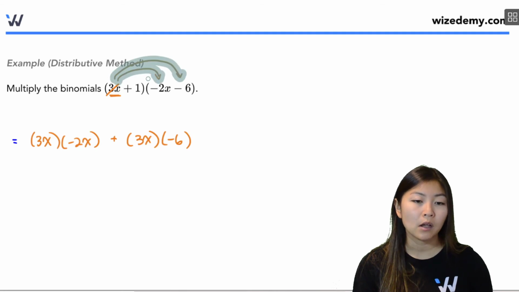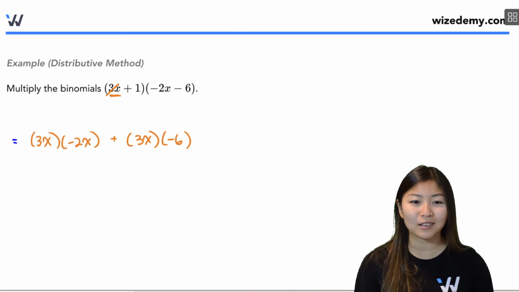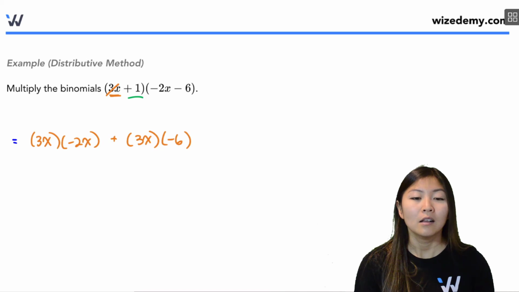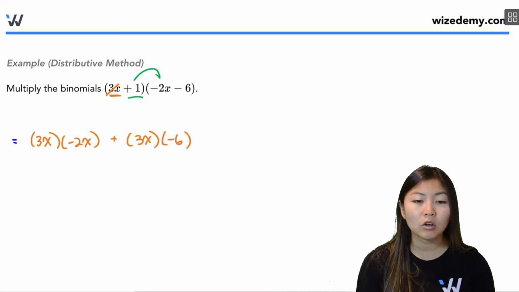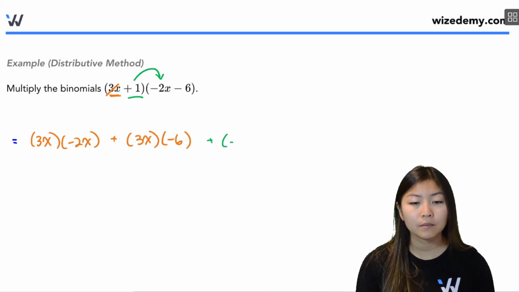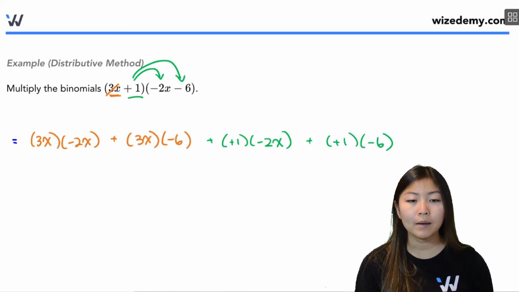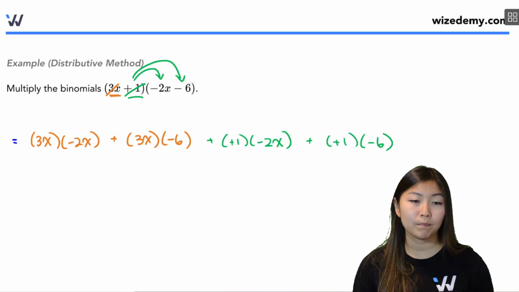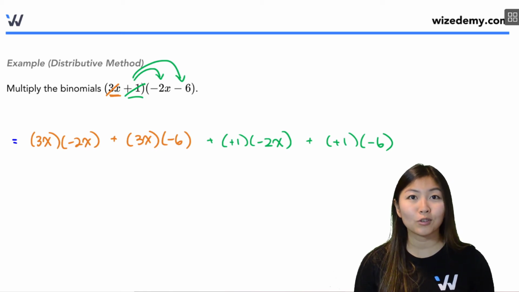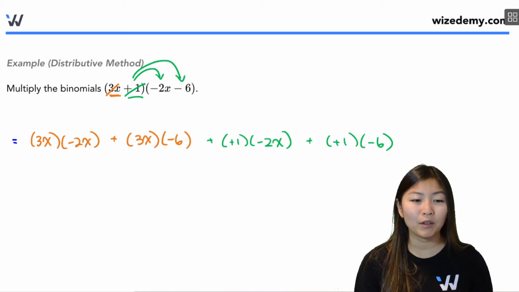Great, 3x is happy. He's like, oh, I met everyone else in the other party. I'm good now. Okay, now we move on to the next person, this positive 1. So positive 1 wants to go meet the negative 2x. And then positive 1 wants to go meet with the negative 6. All right, positive 1 met everyone. She's happy. So that's it. That's the distributive method. Of course, we have to simplify now.